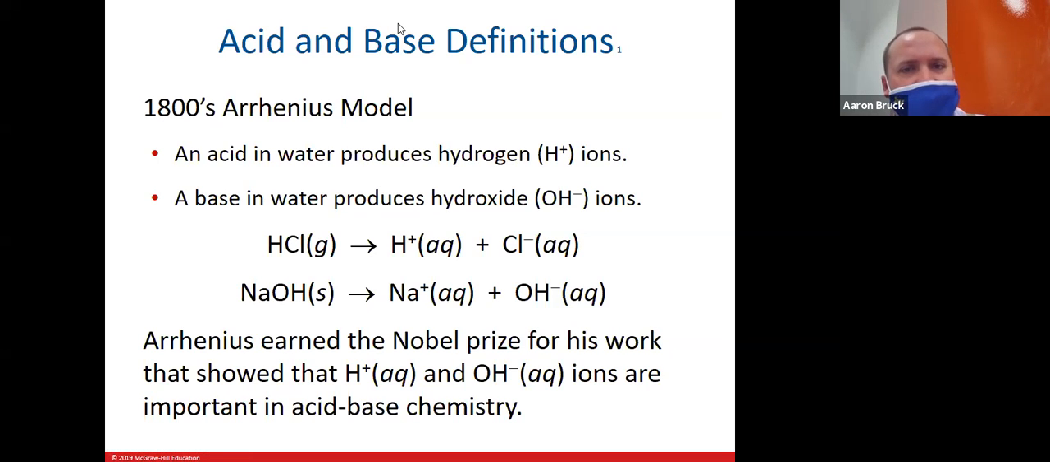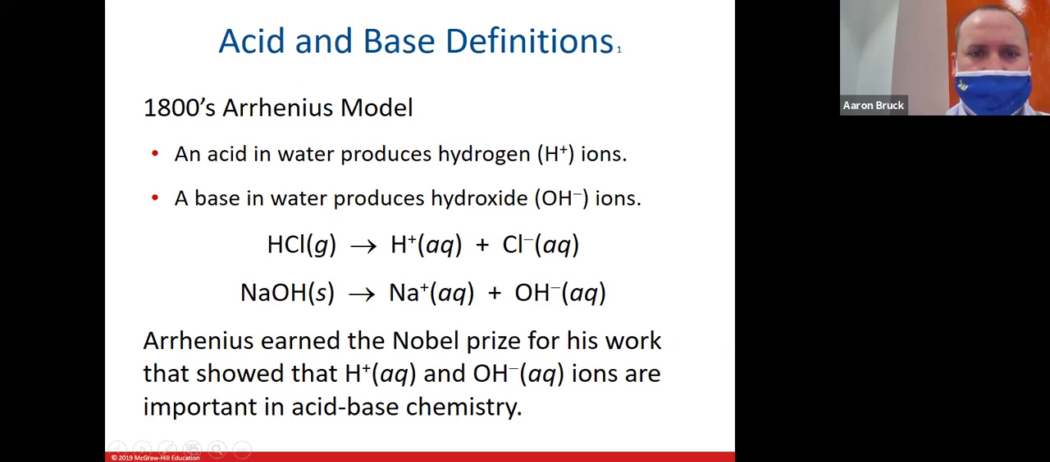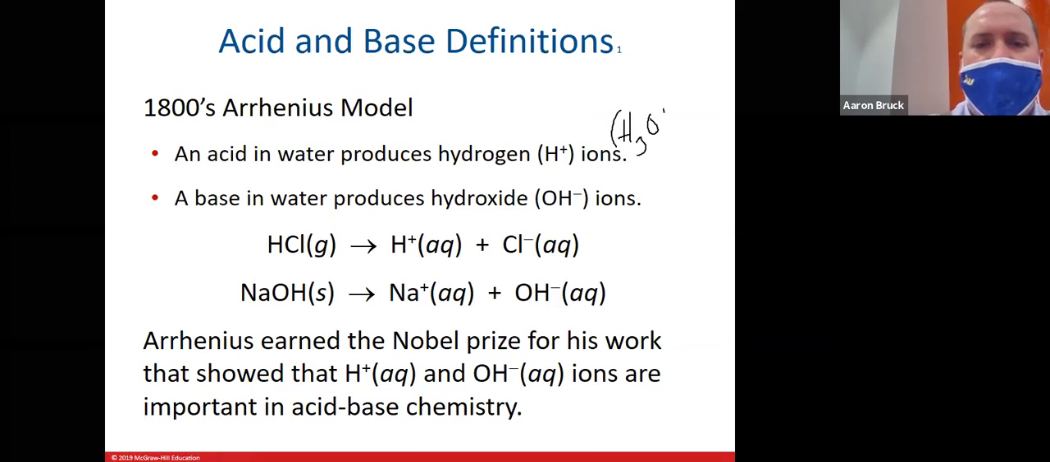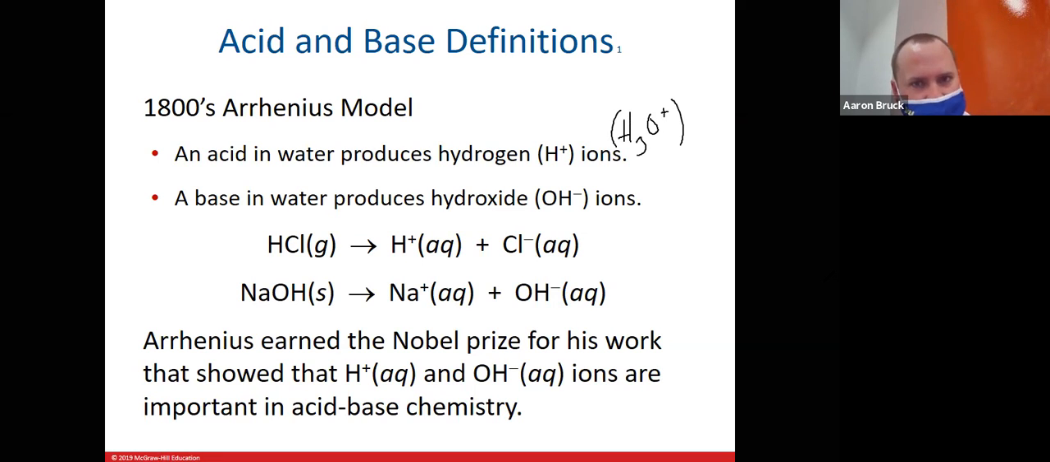Now, those H pluses can also come in the form of what we would call the hydronium ion, H3O plus. So it's not uncommon to see that as the product of an acid in water also. Bases tend to form hydroxide ions.